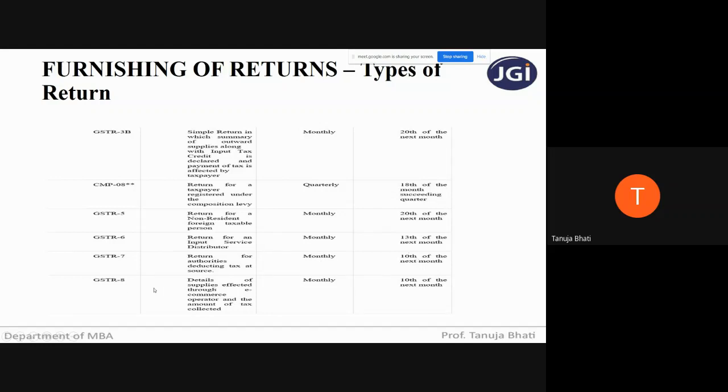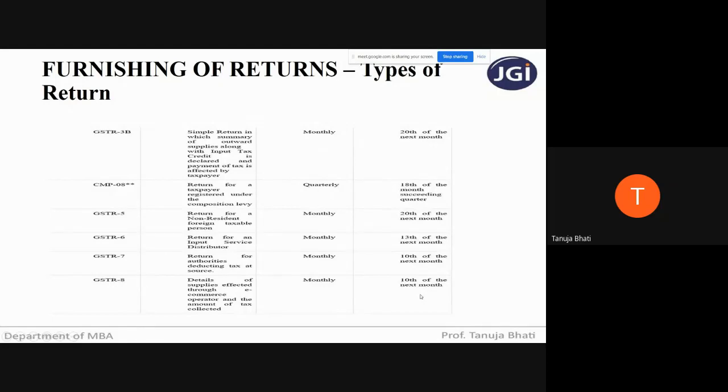GSTR 8 is to be filed by e-commerce operators who are registered under GST and who are required to collect tax at source. So e-commerce operators will collect the tax at source, and all the details about it have to be shown in GSTR 8. Again, it has to be filed monthly by 10th of the next month.